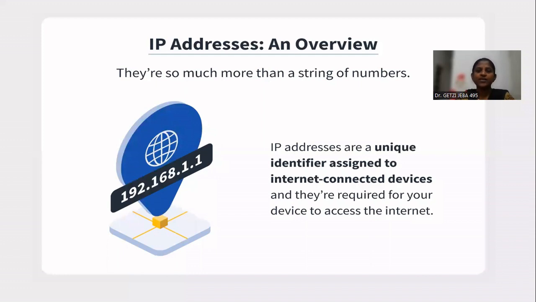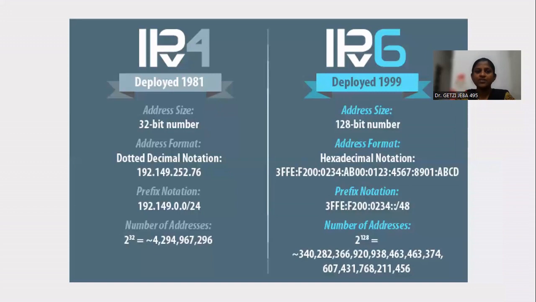So we all know that an IP address is a unique identifier that uniquely identifies a computer in the network. So every computer that communicates in the network needs an IP address. So how can a computer get an IP address? There are two types of IP address: one is IP version 4 and the other is IP version 6.